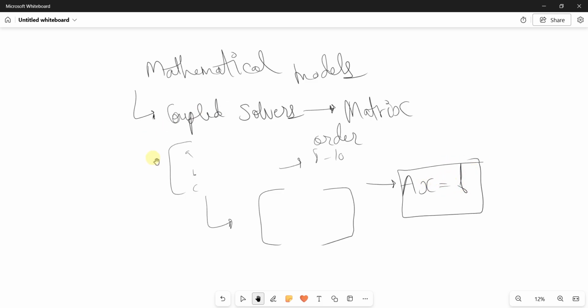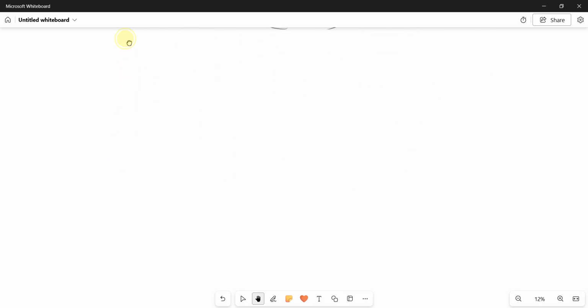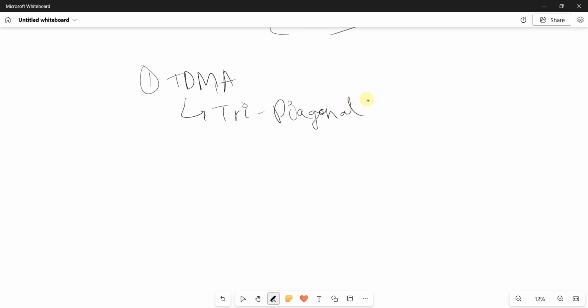So for this you have many methods, and let's go through each method one by one. The first one being TDMA, right? TDMA is the tri-diagonal matrix algorithm. This is applicable only for certain matrices.